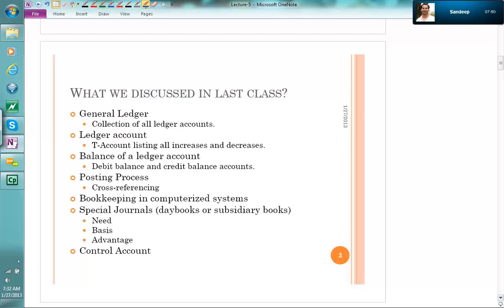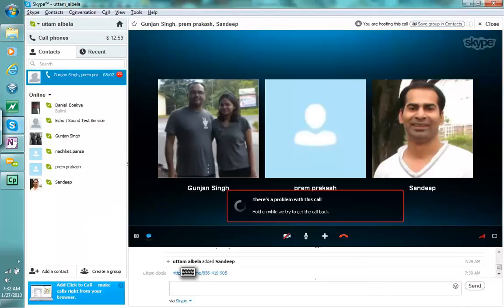In the last class we talked about general ledger, and we said that it is a collection of all the ledger accounts. And then we talked about what is a ledger account. It is like a listing of all the... Somebody is disconnected. Gunjan is disconnected, I think. Okay, anyway, let's continue.